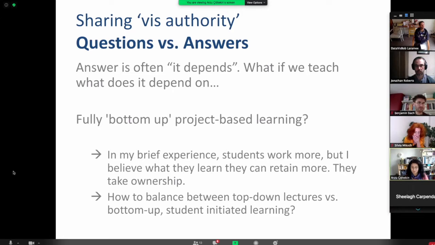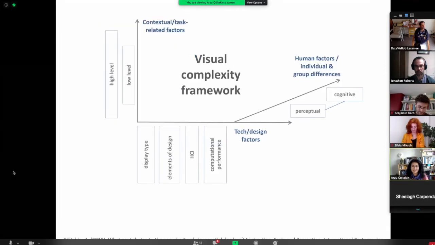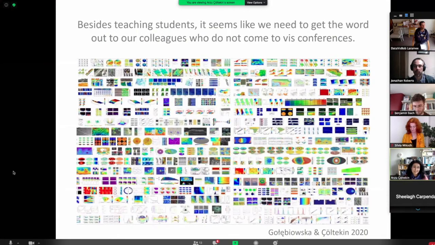I'm not going to go through them because we only have 5 minutes, but just wanted to say that we considered all kinds of details. Now, the second part, I do that also with my students, but I feel like we should get the word out to other scientists, our colleagues.